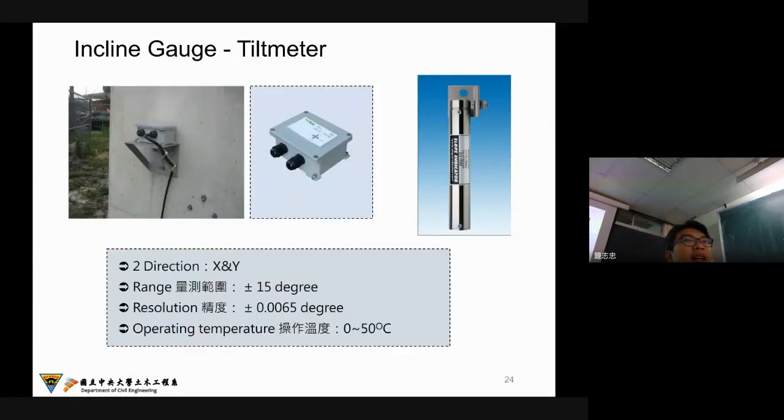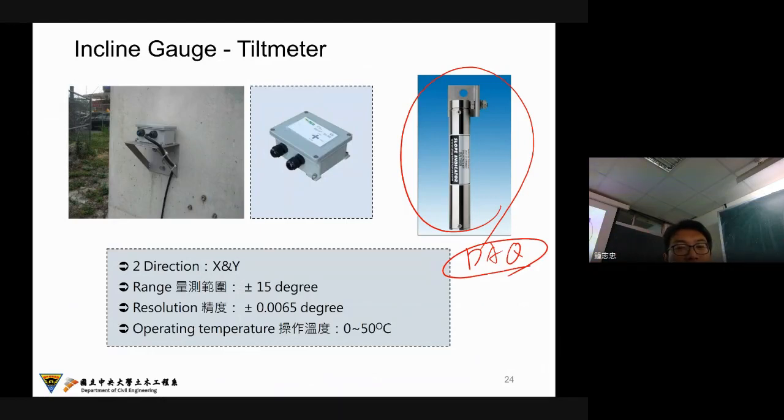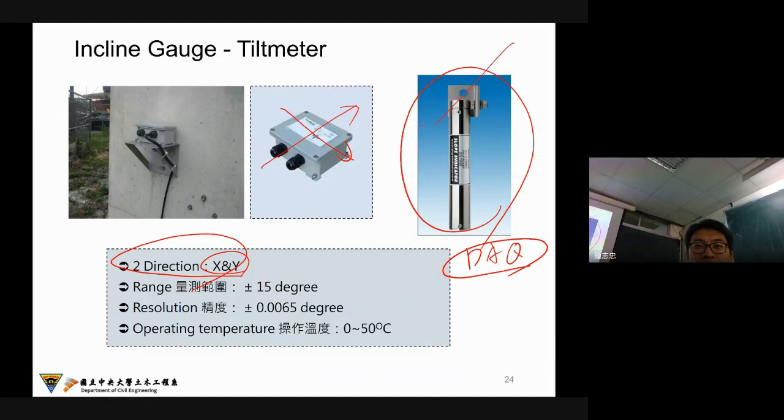But I would like to say the tilt meter can also be used for automation. If you have a DAQ, which I will discuss in the future, a data acquisition system and a program, you can use this kind of sensor for automated measurement. Here you can find two directions, X and Y, and also this one, X and Y. You can find the tilt degree in different directions.